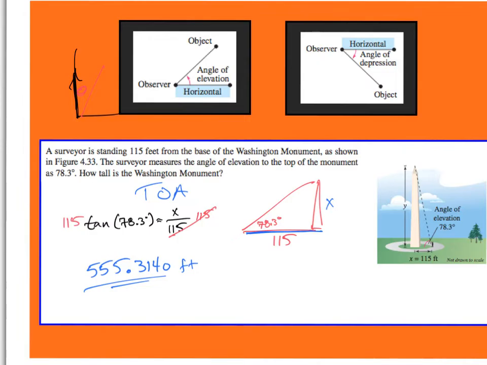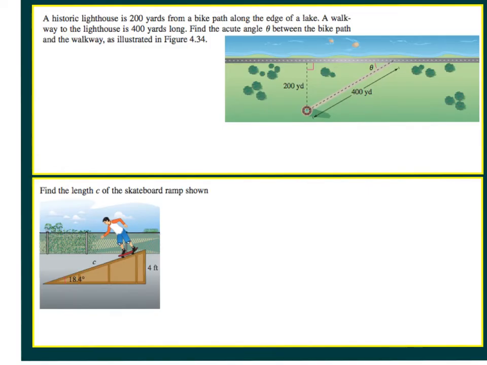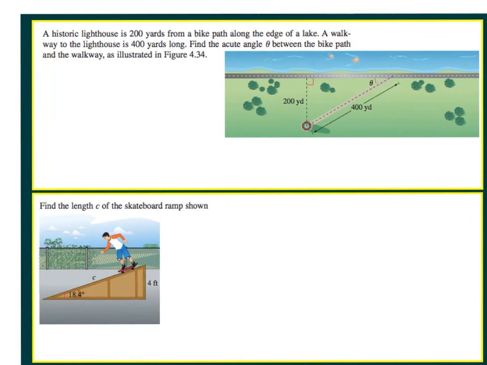All right. Well, let's keep moving. We're almost done. I need another reader. Elijah picks. Historical lighthouse is 200 yards from the bike path along the edge of the lake. A walkway to the lighthouse is 400 yards long. Find the acute angle theta between the bike path and the walkway.